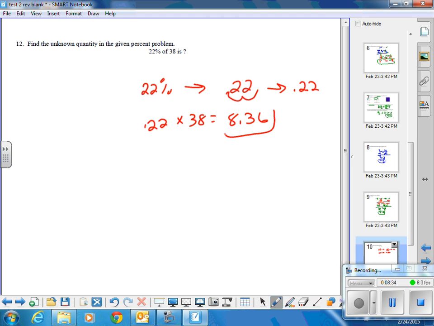Now, I'm going to show you the is over of method. The is over of is equal to P over 100. This is always the percent.